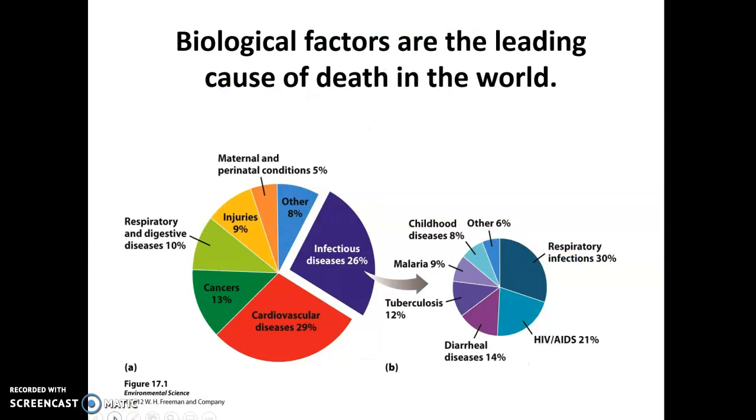Now we're looking at biological factors which are the leading cause of death in the world, so that's something we'd want to take a look at. And you might not be surprised that these are led by cardiovascular diseases and infectious diseases, followed by cancers, respiratory, and digestive diseases as well. And of course, there are injuries, maternal and perinatal conditions, and others. So targeting these four big ones, respiratory and digestive diseases, cancers, cardiovascular, and infectious diseases globally and within the U.S. are a good idea, a good target.